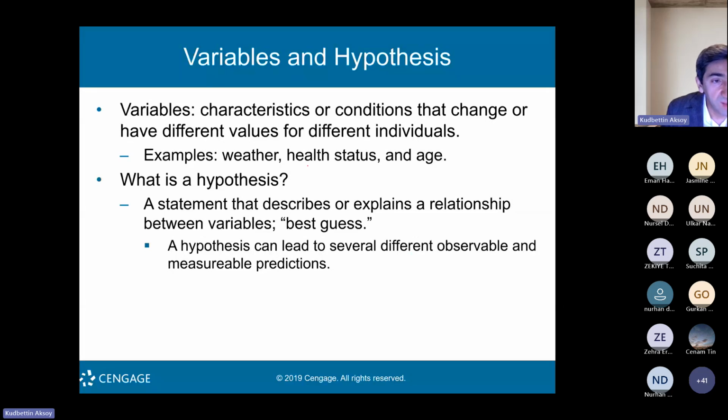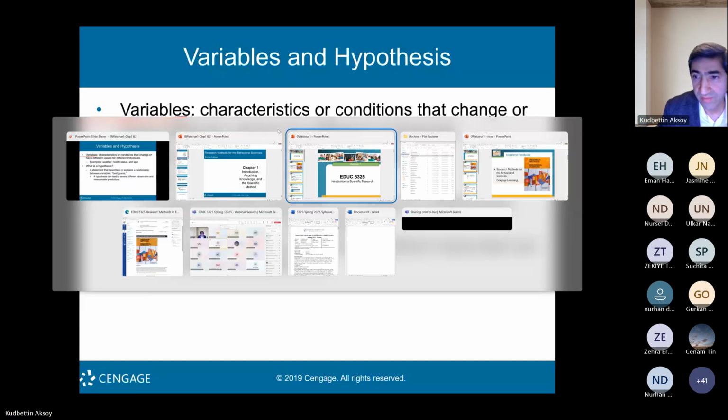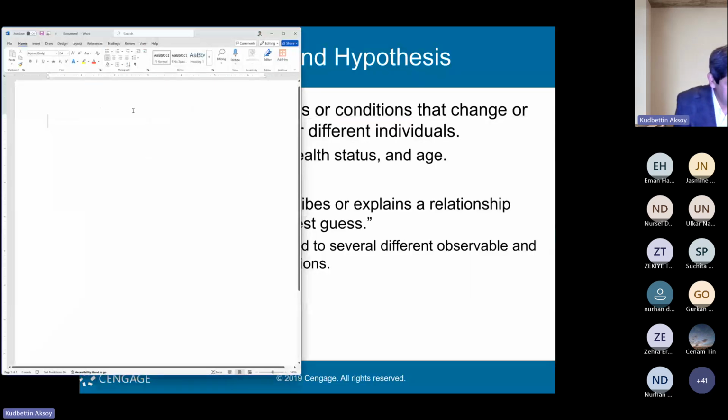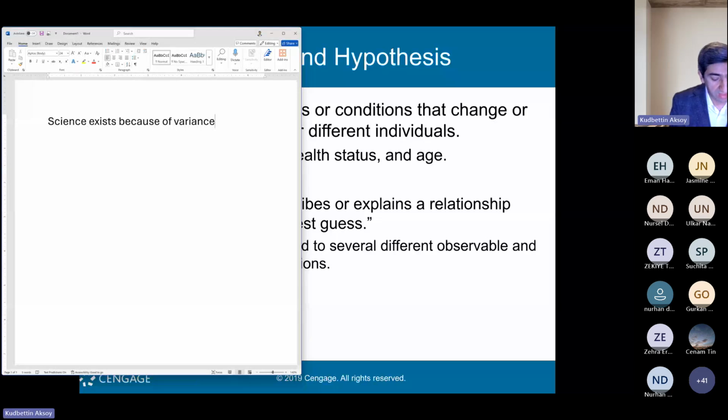Research, science exists because of variables. Scientific research exists because of variance. And variables are used to measure the variance.